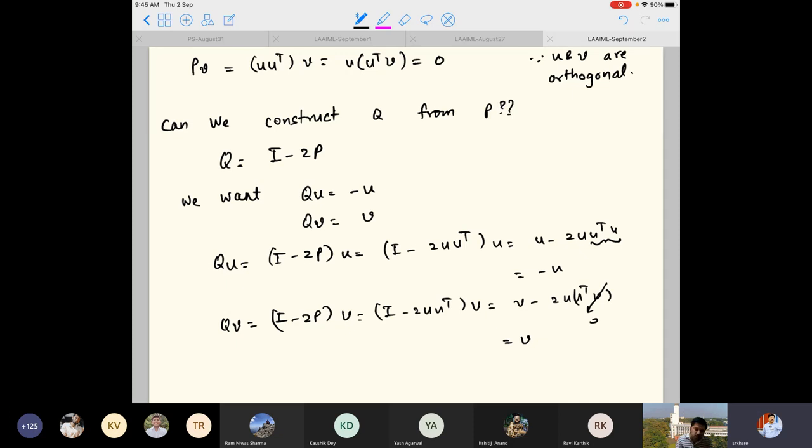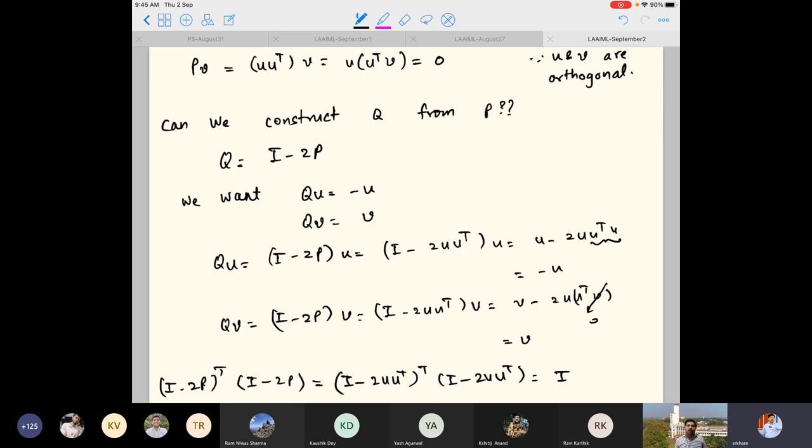And is this matrix orthogonal? I minus 2P transpose times I minus 2P. Correct? So I minus 2U transpose, I minus 2U transpose. You can check this is equal to identity. So this matrix Q actually is orthogonal also, and it satisfies all the properties we wanted it to satisfy.